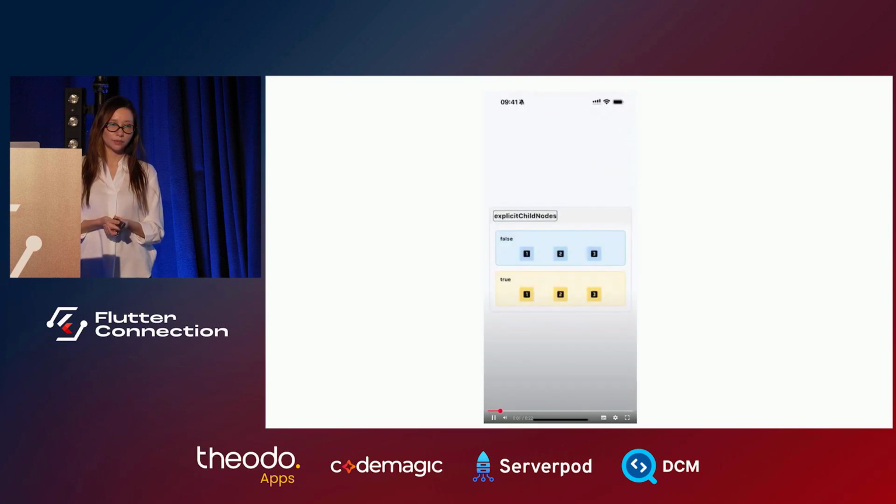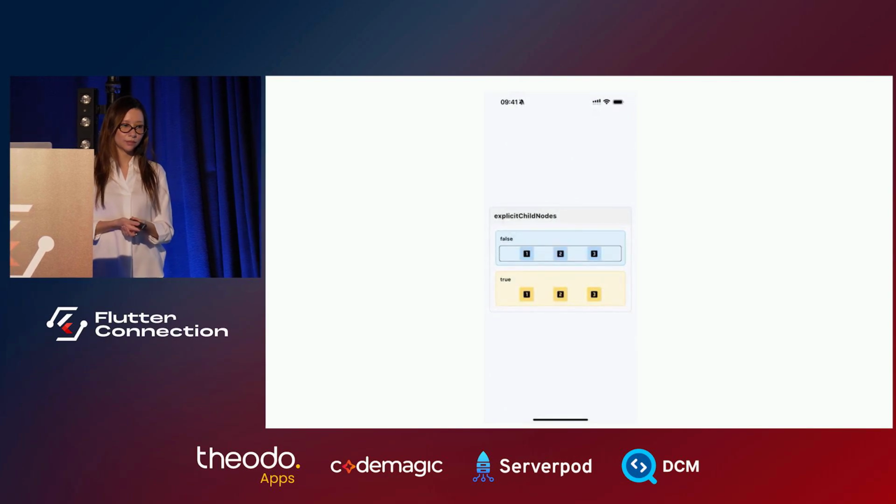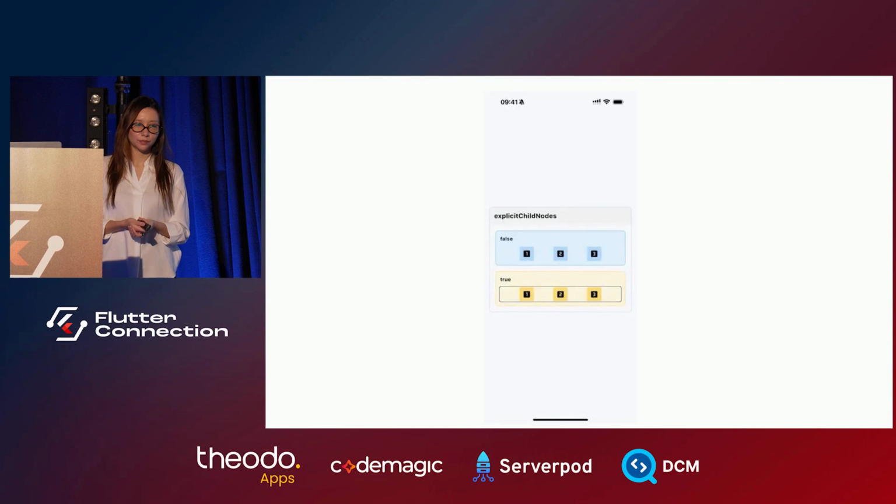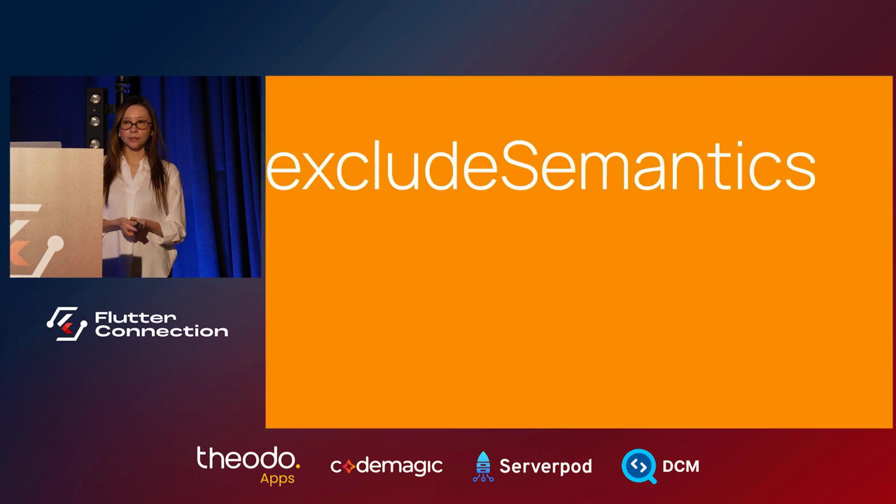Explicit child nodes, false: a custom widget. First child node. Second child node. Third child node. True: a custom widget. First child node. Second child node. Third child node.